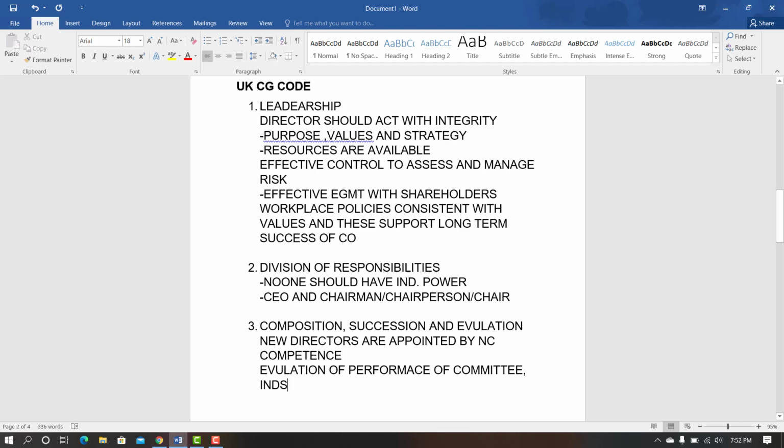All the directors should be submitted for re-election annually. So directors are annually elected. So these are the three points that you should understand under composition, succession and evaluation.